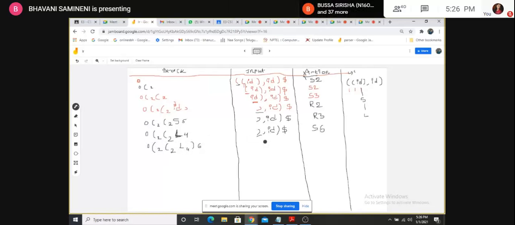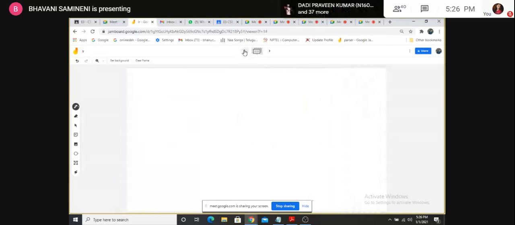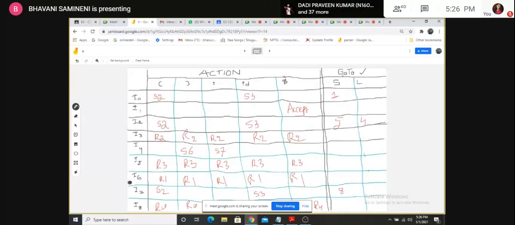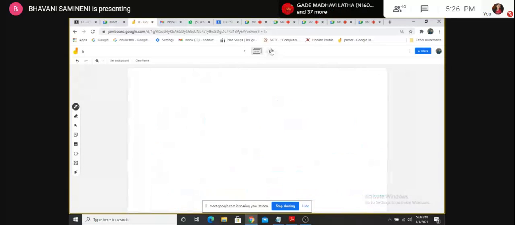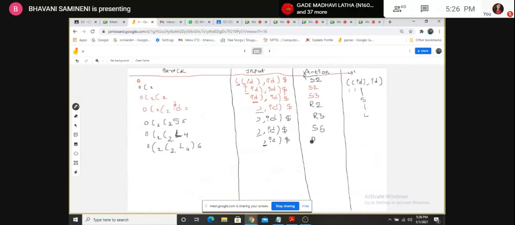And what is the lookahead now? The lookahead is comma now because the close parenthesis has been shifted. Now I6 on comma. What is the action? R1. The action is R1. R1 means the first production.